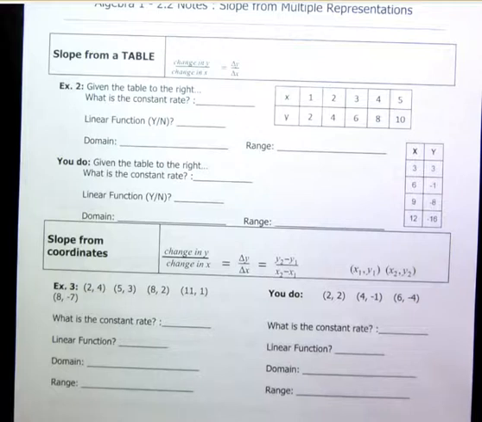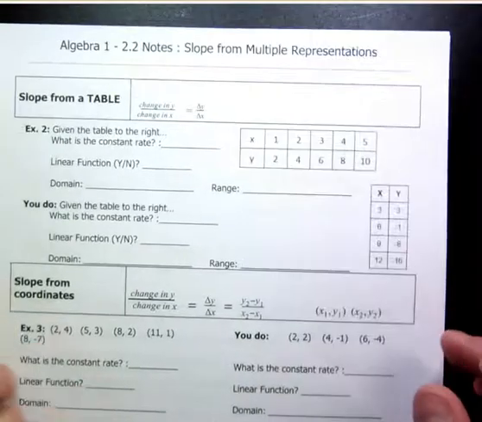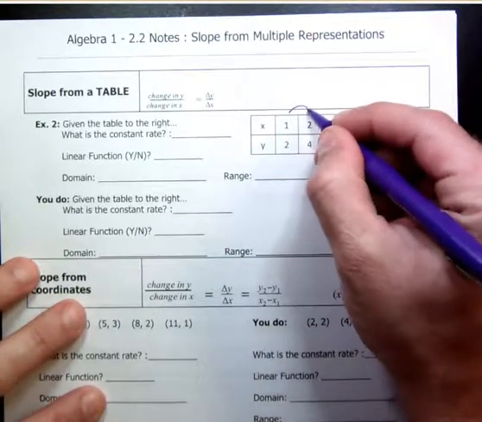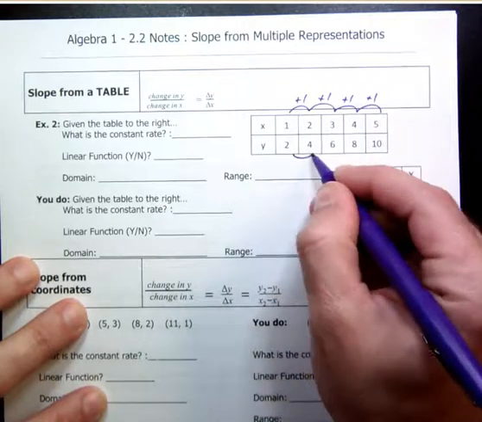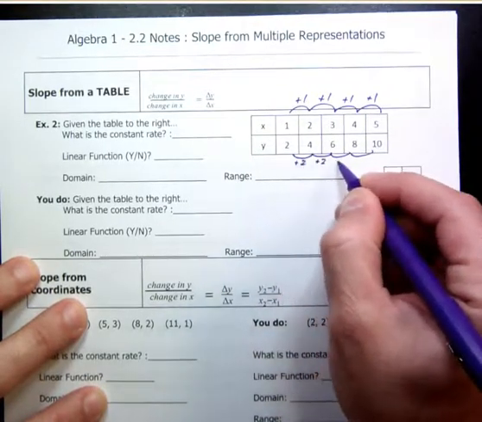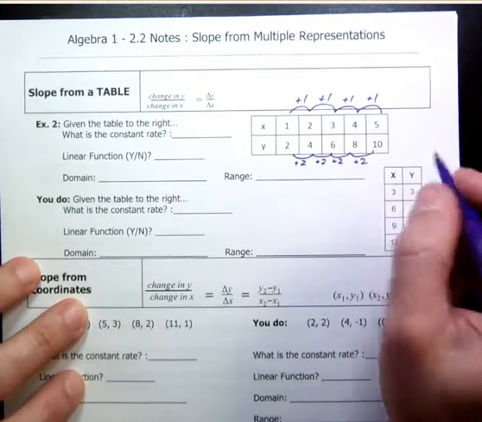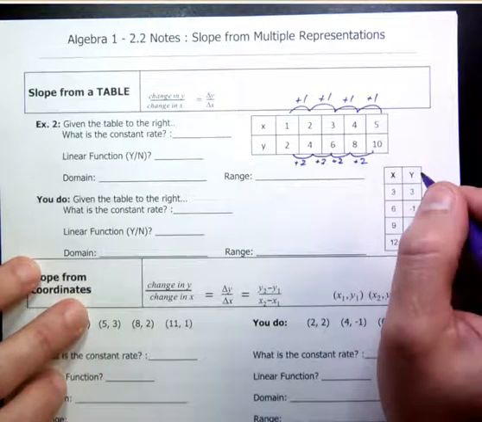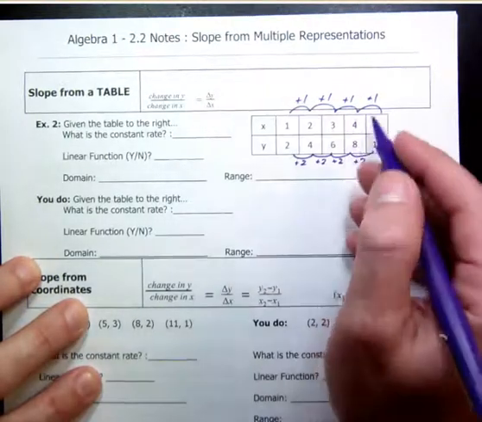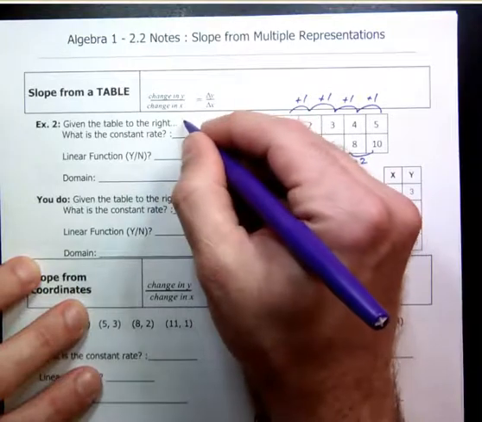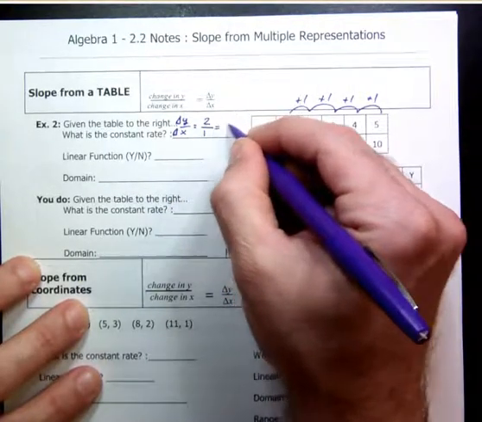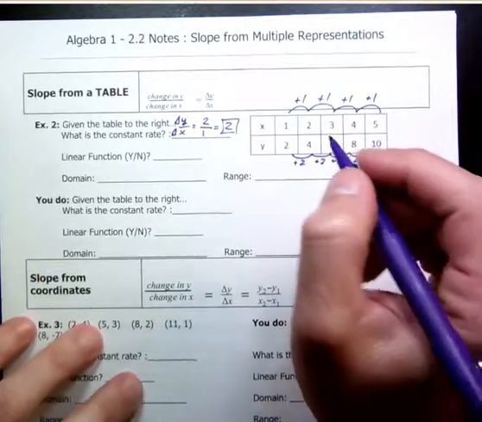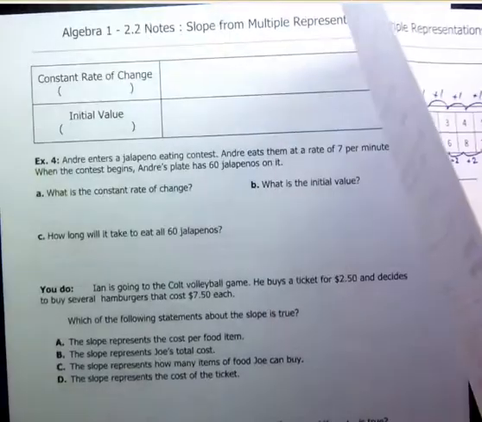So slope from a table. How do we find the slope from a table? Now we're going to utilize our change in y and change in x. If I look at this table, my x's are changing by 1, and it's going up, so I'm going to put a plus 1. And my y's are changing by 2, and it's going up, so it's also a plus. So my delta y over delta x is this number. The y goes on top, right? Y over x. I have it as 2 over 1, or just 2. That is the constant rate, or slope as we call it.